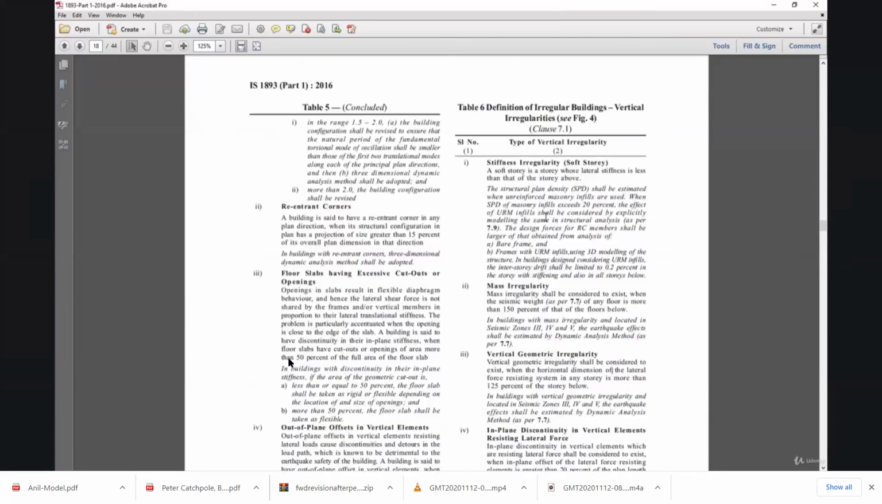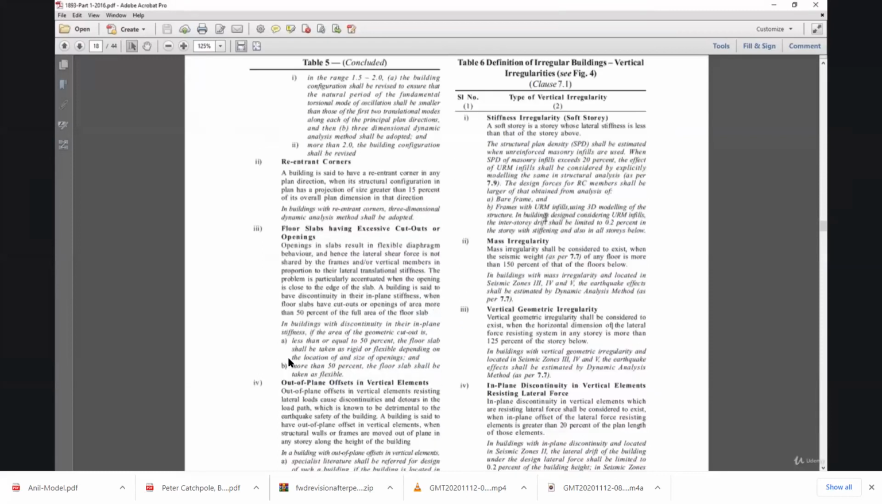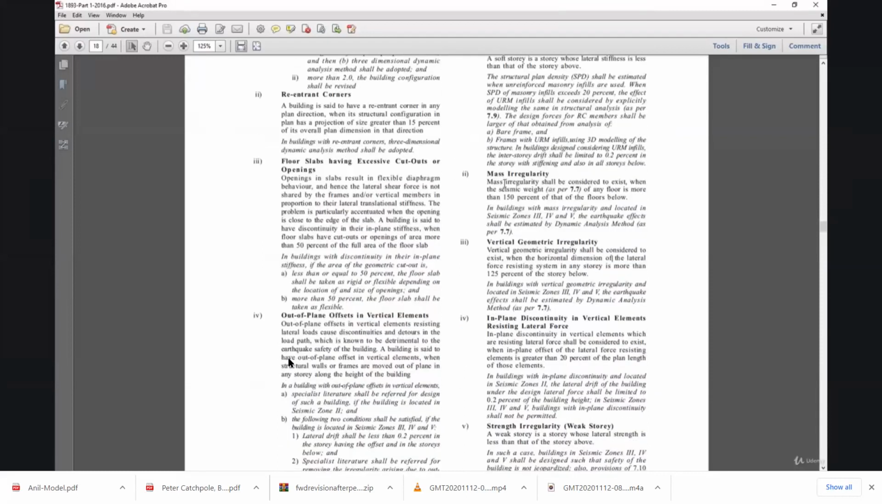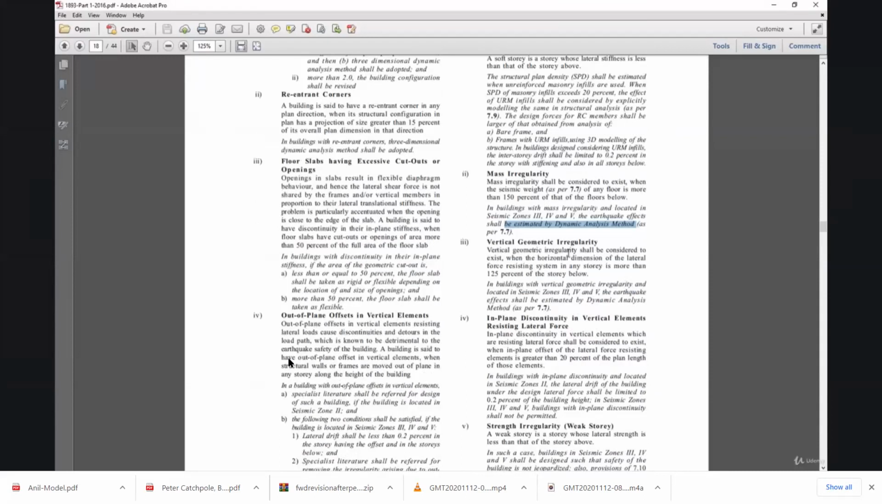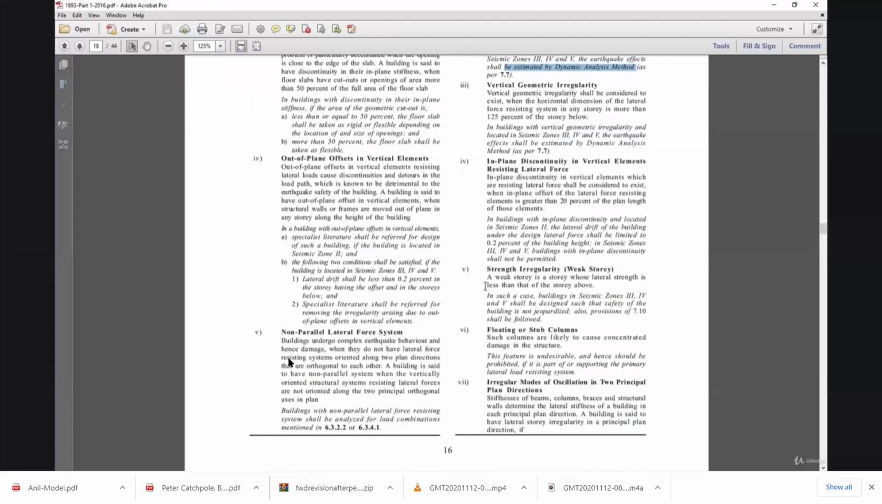So for stiffness irregularity, we should check that the structure does not have any soft story. The structure does not have any mass irregularity. The code also gives us the guidelines: if the structure has mass irregularity, then the dynamic analysis method shall be adopted. We cannot go ahead with the static analysis method. After that, the structure should not have any vertical geometric irregularity. If yes, then we shall estimate the earthquake effects by the dynamic analysis method.